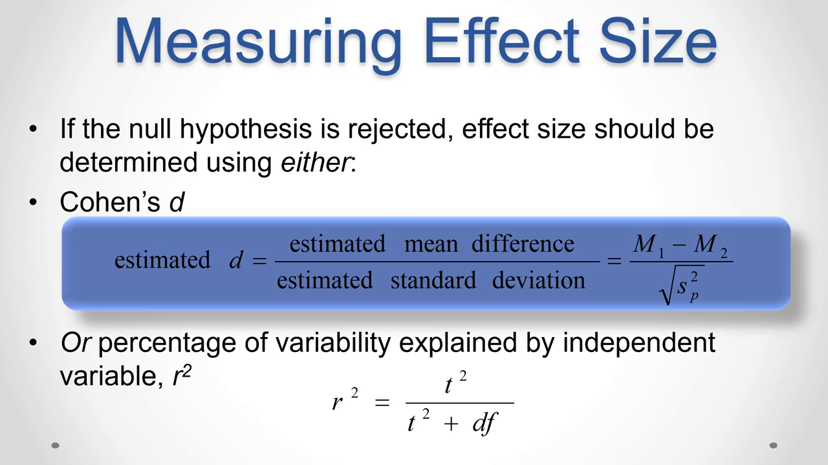When estimated Cohen's d is used with independent samples t-tests, we place the difference between two sample means in the numerator and the pooled sample standard deviation, or square root of the pooled sample variance, in the denominator. Another measure of effect size is the proportion of variance, or variability, in a dependent variable that's explained by the independent variable or the treatment. Percentage of variability is calculated using the same formula for both one sample and independent samples t-test.